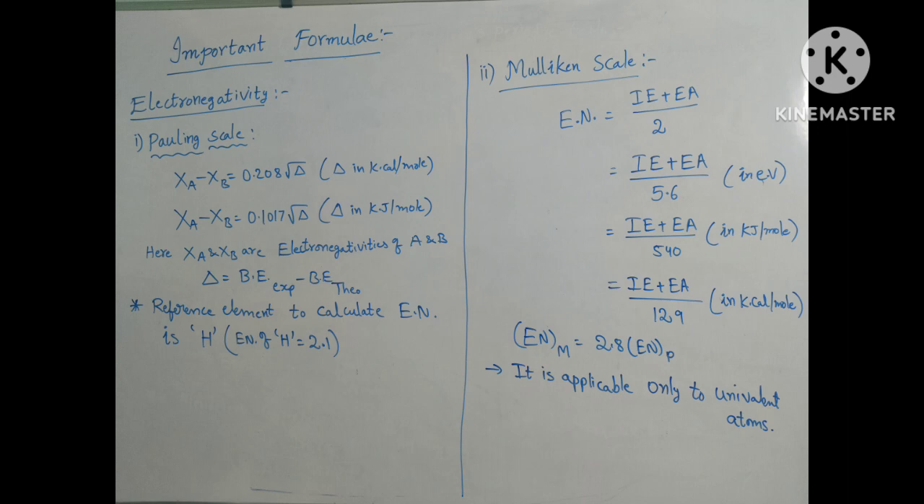Next, the relation between electronegativity on the Mulliken scale and on the Pauling scale. Electronegativity on the Mulliken scale is equal to 2.8 times the electronegativity on the Pauling scale. Very, very important. So note this one. Thank you.